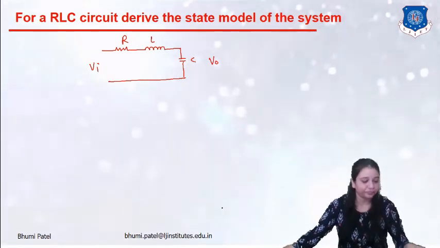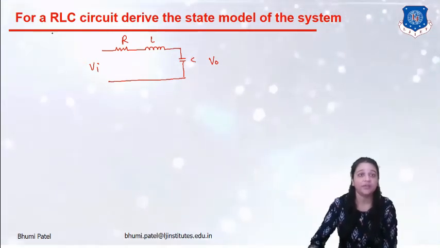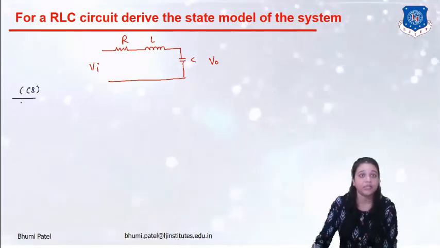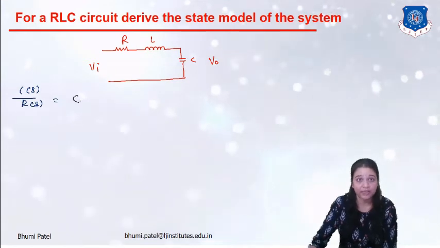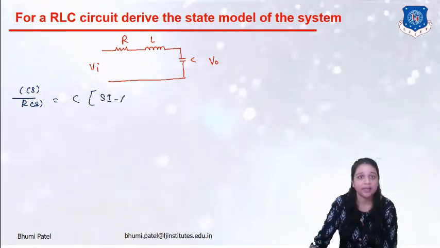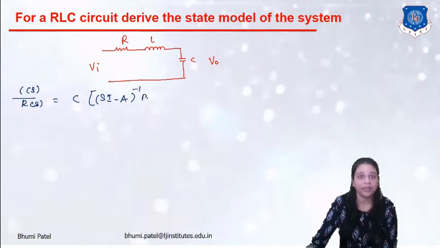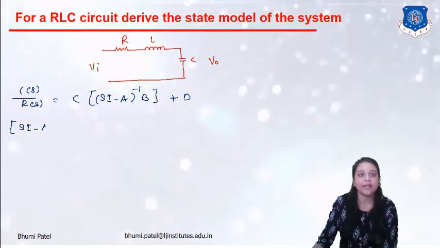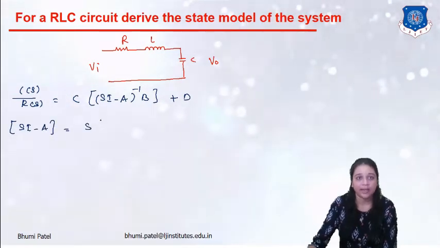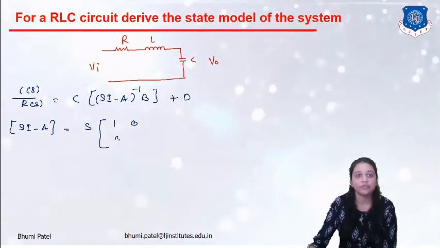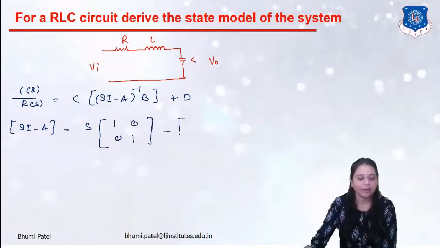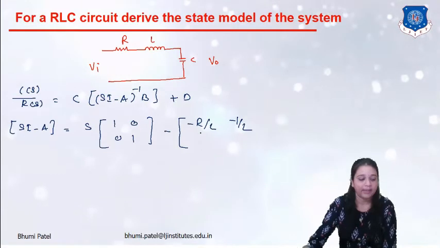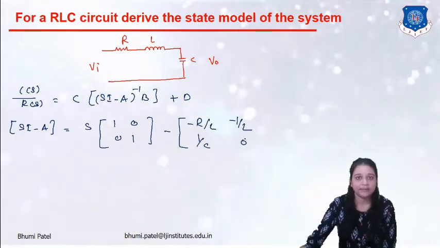Now we have to find the transfer function of this electrical circuit. The transfer function is C of s upon R of s, equal to C into (sI minus A) inverse into B plus D. First of all we have to find the value of sI minus A. So s is s and I is the matrix 1, 0, 0, 1, and our A matrix, which we have to find, has the value minus R by L, minus 1 by L, 1 by C and 0.